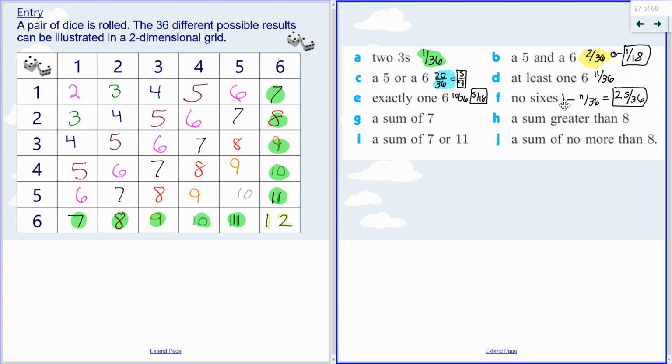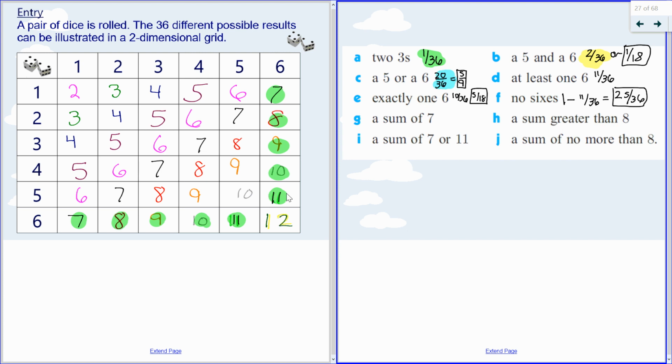Or what I can do is count up everything that has no sixes. So if I look at my grid, everything that has no sixes is basically everything in this inner white square. So it's basically a 5 by 5 square. Everything that isn't highlighted. So everything in here, 1 through 5, and then all here. So 25 out of 36 has no sixes.